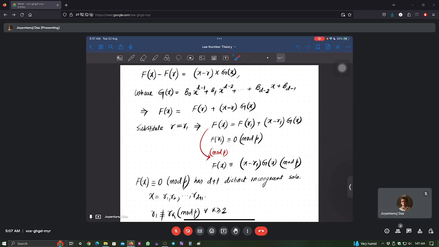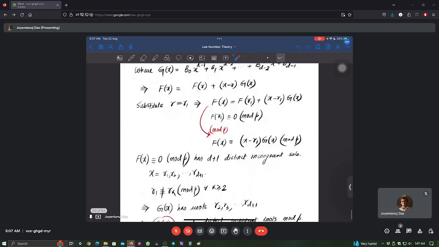So you're saying FR1 is 0. That's why you include it in the last line. Yes. Since R1 is 0 mod p, if I take modulo p of this whole equation, then this part is gone, right? This is 0. So I am left with Fx, only this and this. Right. So now I know that fx has d plus 1 distinct incongruent solutions.